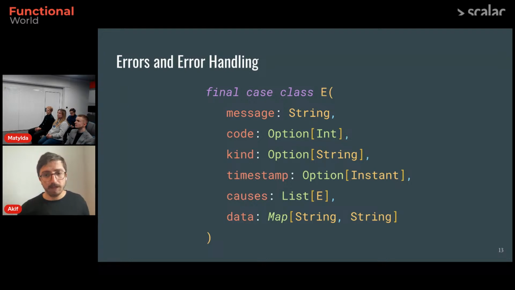And since I had this idea and I already had something to work with, I wanted to incorporate this error into my functional effect. I basically have this error model here, which contains a message that is not optional. There's always going to be a message, but it also contains some numerical code, some kind of type for the error, some additional way to describe it. It may have a timestamp to know exactly when this error occurred. It may be caused by other errors, so it can have a list of causes, and it can have some arbitrary key to value related data.